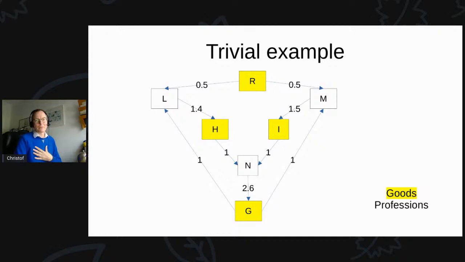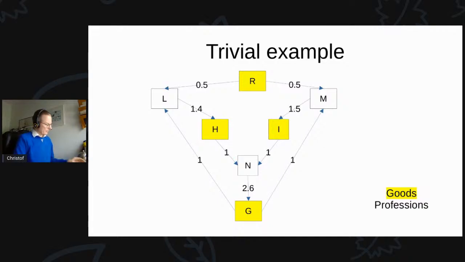So from one half a raw material unit, this L profession will create 1.4 H. And the M profession is more efficient. It creates 1.5 I. But you have to combine one H and I for N, which is typically the cooking profession, to create this G, which is now used by everybody. This is basically the food generated.